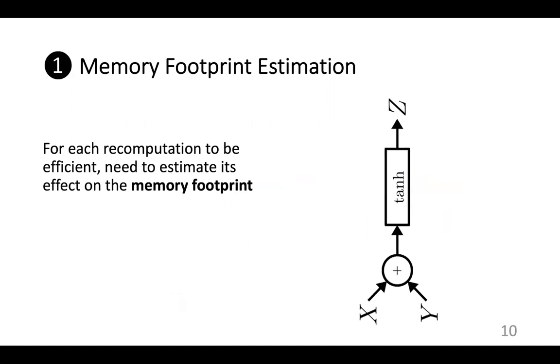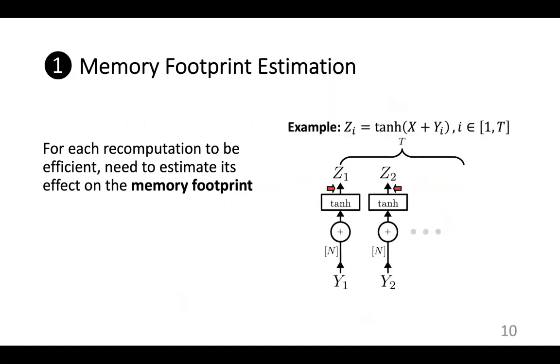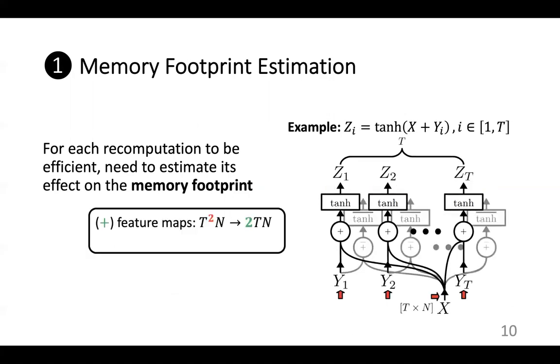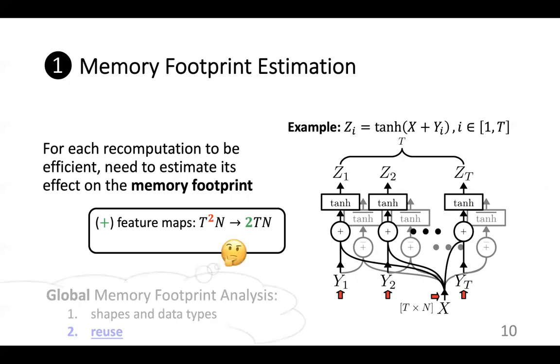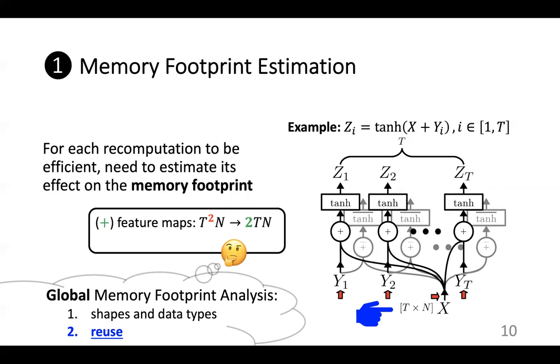However, if we take this compute unit, replicate it by t times, and apply the idea of recomputation once again, we observe that recomputation in this example can effectively reduce the total amount of feature map storage from t squared n to 2tn, which is an order of magnitude smaller. This hence tells us that recomputation requires analysis of the global memory footprint reduction effect, which involves considering not only the tensor shapes and data types, but most importantly, data reuse across different operators. Due to the large number of operator nodes in the computation graph, considering data reuse is a challenging task to deal with.